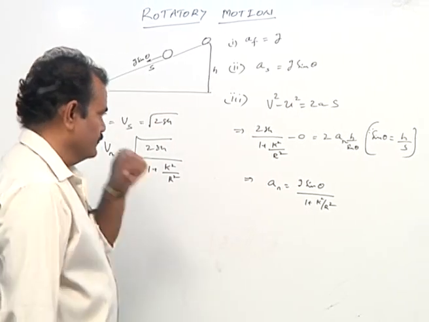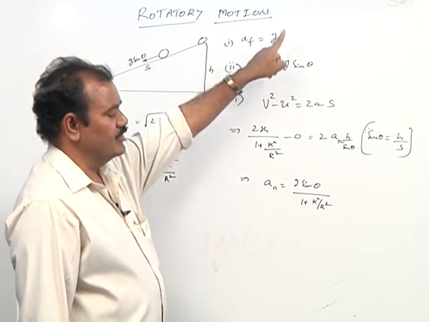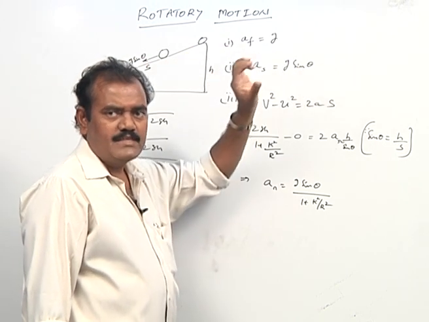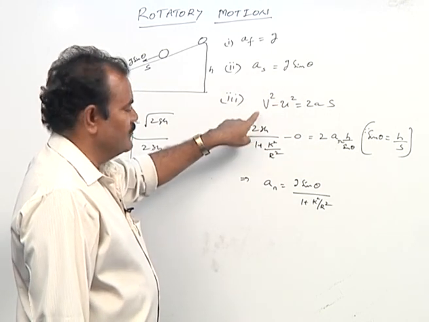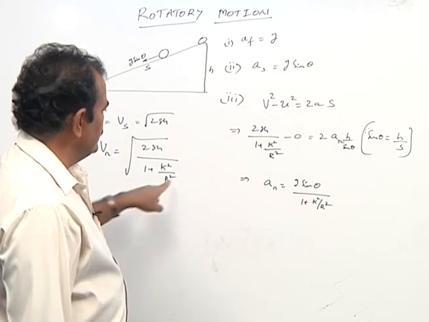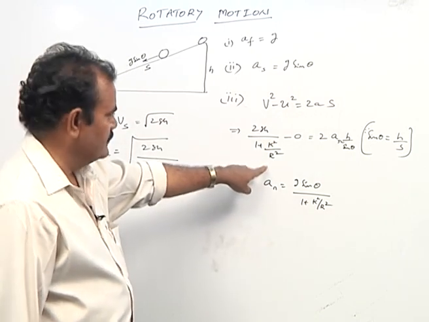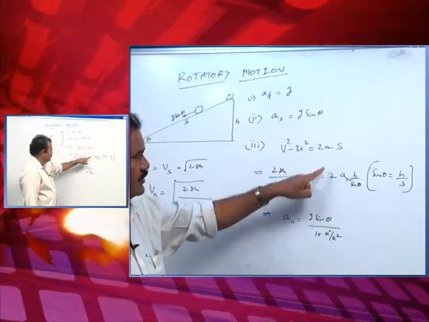So once again I explain it to you. First of all, the acceleration of the freely falling body is small g, and the acceleration of the sliding body is g sin theta. And when you take the formula v square minus u square is equal to 2as, v square is equal to 2gh by 1 plus k square by r square, minus 0 because it starts from rest, and thereafter 2a.